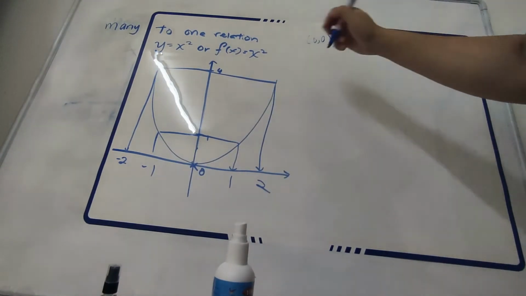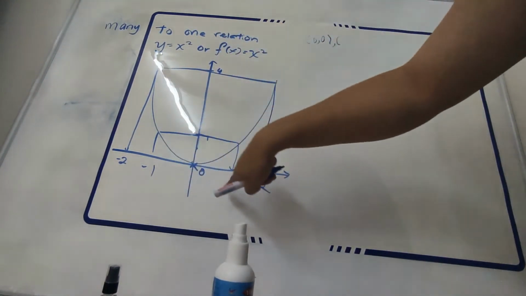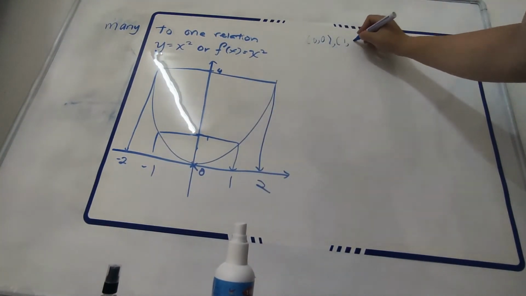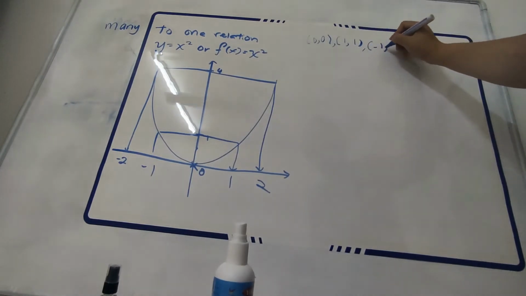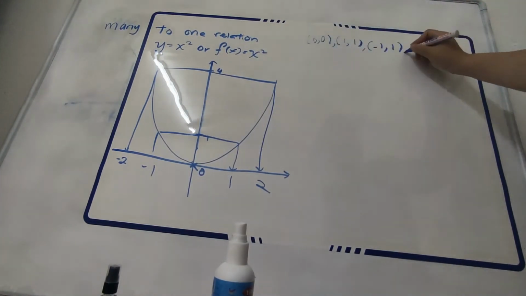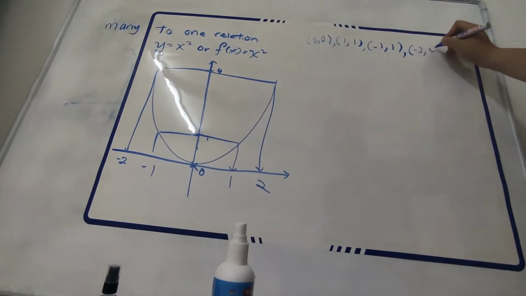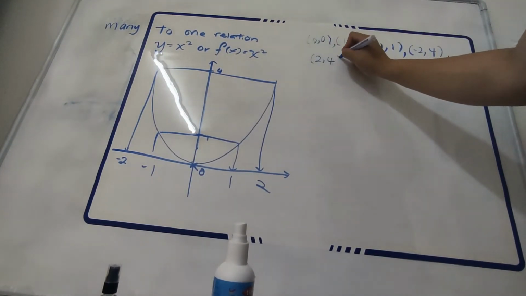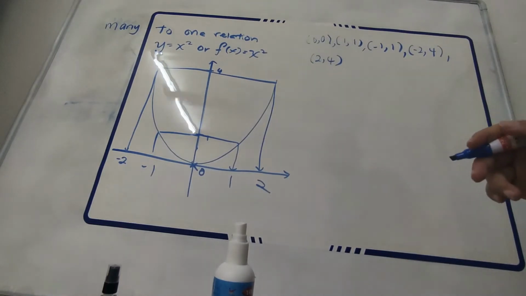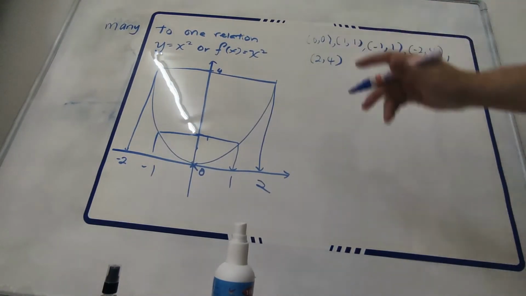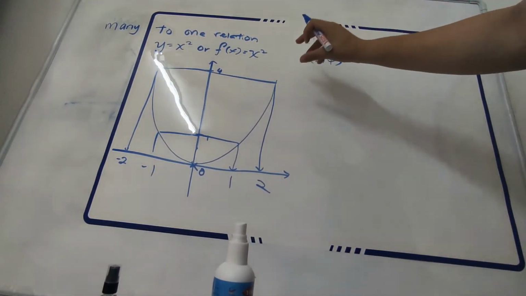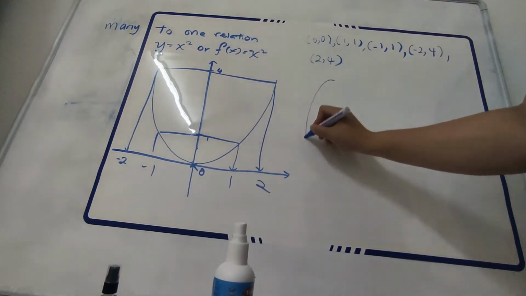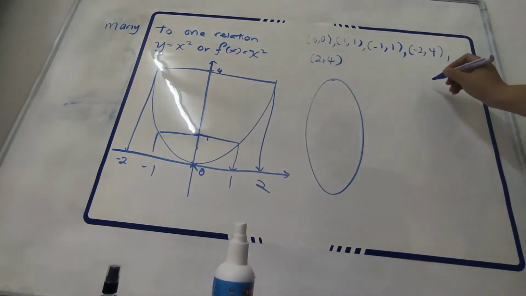So okay, you substitute 1 inside, then you get 1. Then you substitute minus 1, then you also get 1. You substitute minus 2, you get 4. Then the last one, you substitute 2, you get 4 also. So this is the many to one function from the x domain. So to draw the mapping diagram, you can draw like this. This is a mapping diagram.